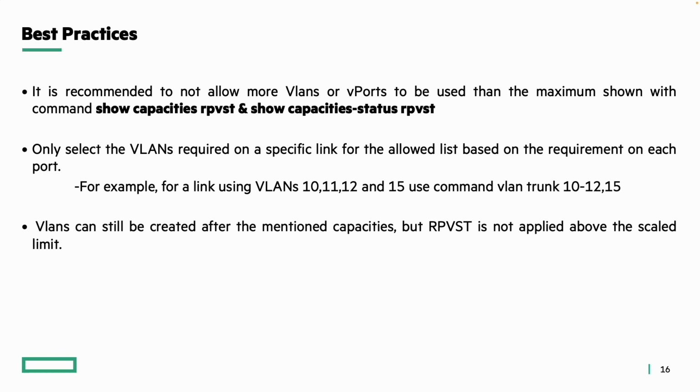So let's move on to the best practices. It is always recommended to not allow more VLANs or VPorts to be used than the maximum capacity that the switch actually shows. Only select the VLANs required on a specific link for the allowed list, based on the requirement on each port. For example, let's consider we have VLANs 10, 11, 12 and 15. It is not recommended to use VLAN trunk allow all. Rather, we can use VLAN trunk 10 to 12 and then 15 as well.